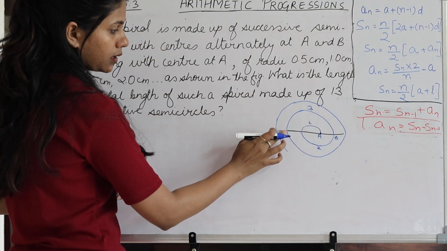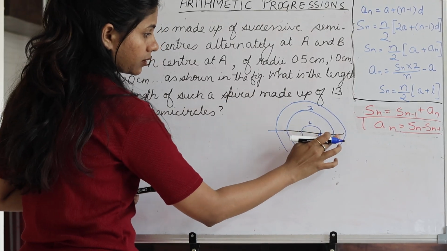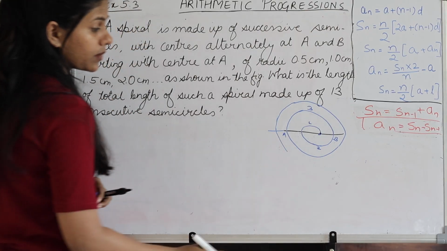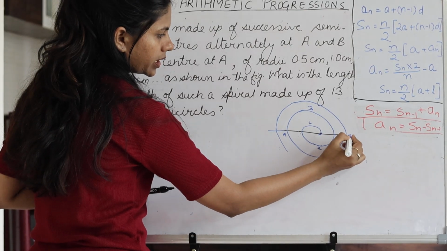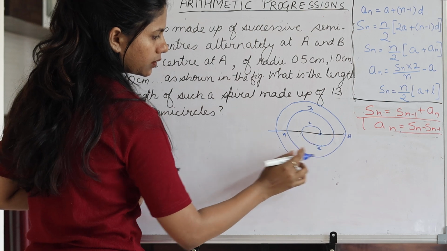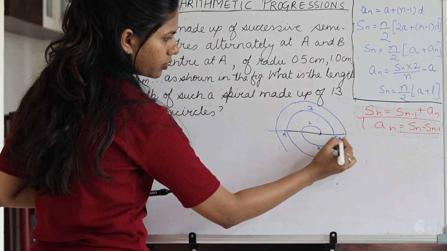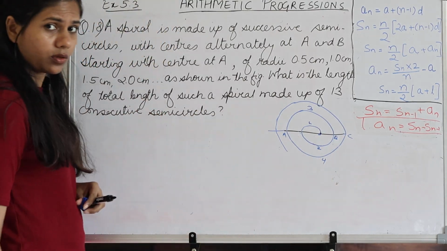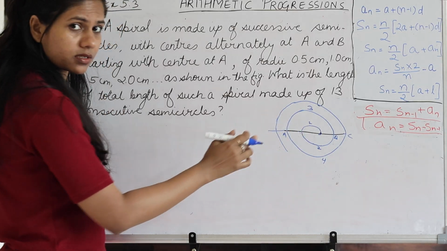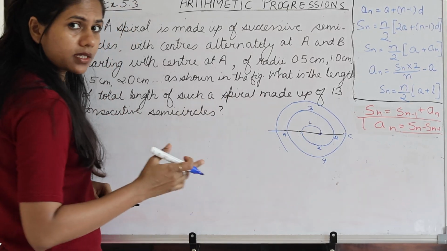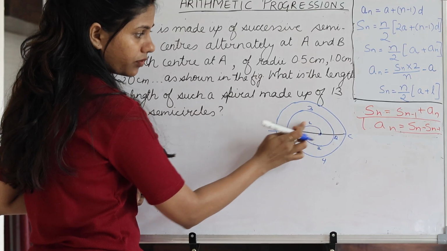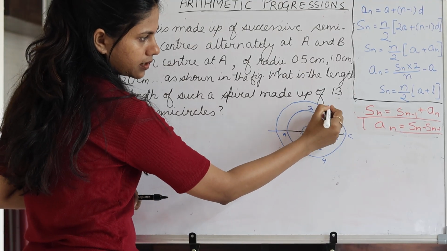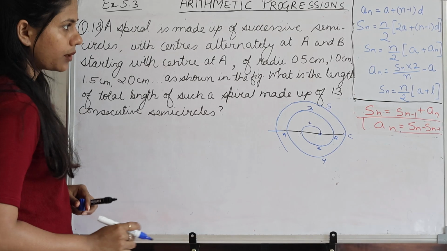Now it is alternating. This was B, now this has become A. Now A to C is the fourth semicircle. So if you see, there are so many rounds, but for every half of the circle the radius is changing. This is the first one, this is the second one, this is the third one, this is the fourth one, this is the fifth one, and so on.